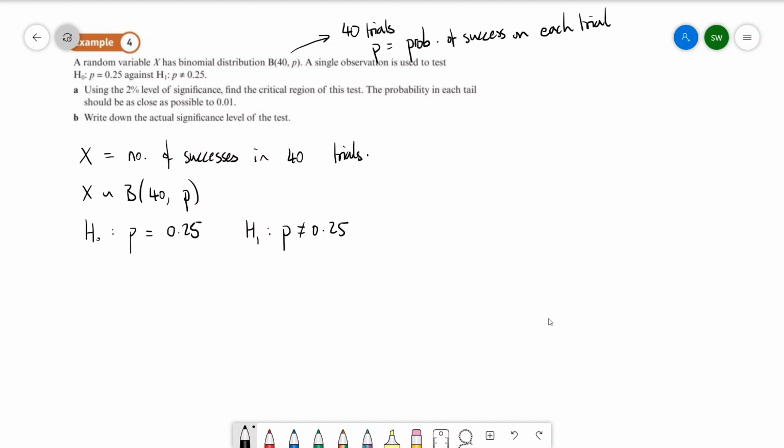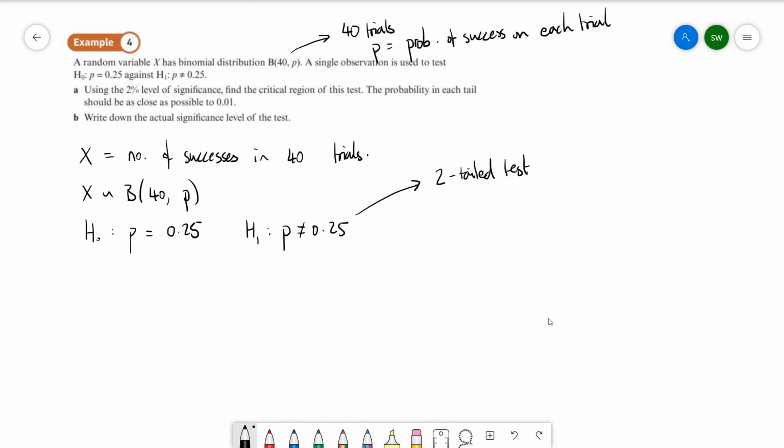This is because this is called a two-tailed hypothesis. Notice that it's not p is less than 0.25 or p is greater than 0.25. We just want to try and find out what would suggest that p is different to 0.25. So this is what we call a two-tailed test. And you'll see why we call it a two-tailed test when we look at the distribution.